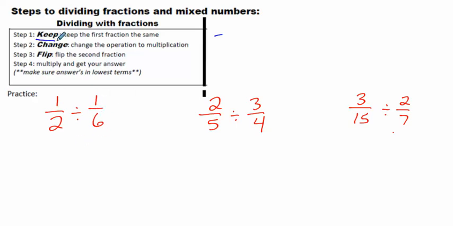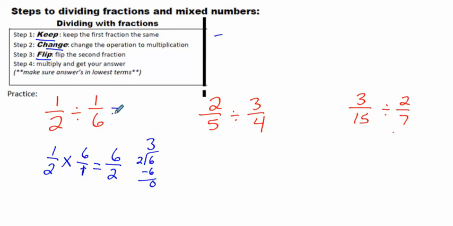We're going to keep the first one, change it to a multiplication problem, and flip the second number. You always flip the second number, over 1. Then multiply straight across. 6 times 1 is 6, and 2 times 1 is 2. That's improper because the top number is larger, so I want to know how many 2s go into 6. That just becomes 3, and there's nothing left, so it's actually just a whole number.